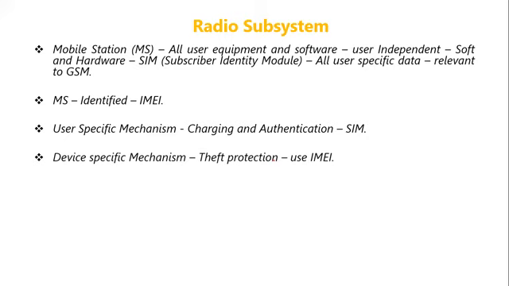A mobile device can be identified with a unique number, and this number is called IMEI, where IMEI stands for International Mobile Equipment Identity. This is to identify the device. It is in no way connected with the SIM card, whatever the mobile uses.